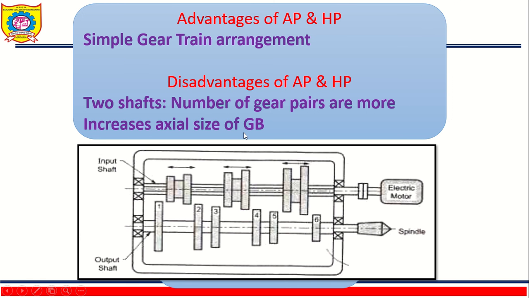Again, this is the layout of the gearbox arrangement. In that case, we have to use 6 different spindle speed pairs for the arithmetic progression, and the size of the gearbox will be larger and the number of gears will be more. So 6 and 6, that is 12 gears, will be there, and the size will be more if you use the arithmetic progression. An advantage of the arithmetic progression is a simple gear train arrangement, but the disadvantage is that the number of gear pairs is more, which increases the axial size of the gearbox.